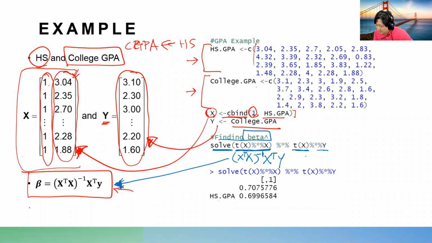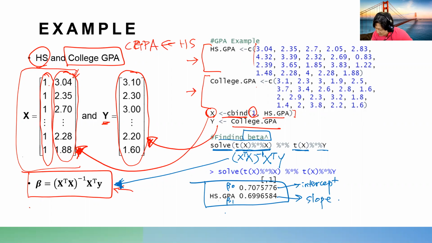I computed it. If you run it, you will get the beta vector. This is beta 0 and this is beta 1. So this is the intercept and this is the slope. So college GPA is equal to 0.707 plus 0.6996 times high school GPA. We can get this relationship using matrix algebra.